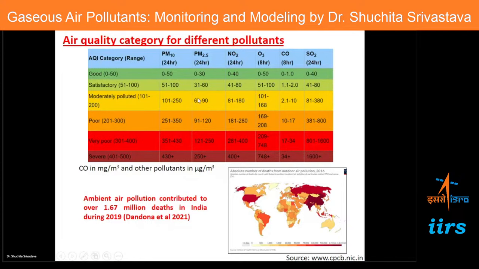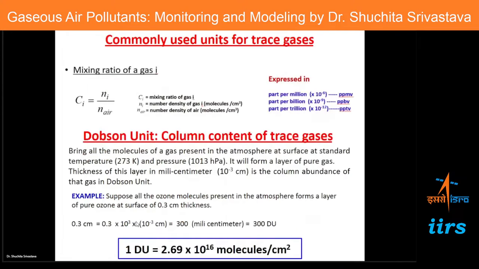So this is the air quality index category for different pollutants. For India, air pollution is a big problem. Here in this plot, you can see the absolute number of deaths from outdoor air pollution in 2016. Over the Indian region and Chinese region, the deaths are more than 1 million. A recent study shows that ambient air pollution contributed to over 1.67 million deaths in India during 2019. Accordingly, we are going to study the major criteria air pollutants over the Indian region.